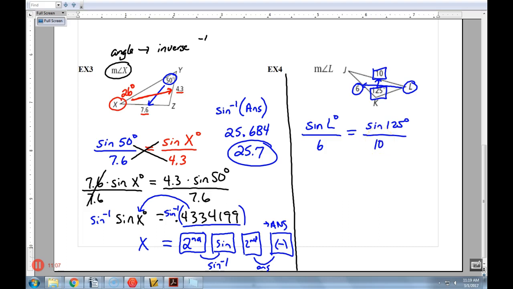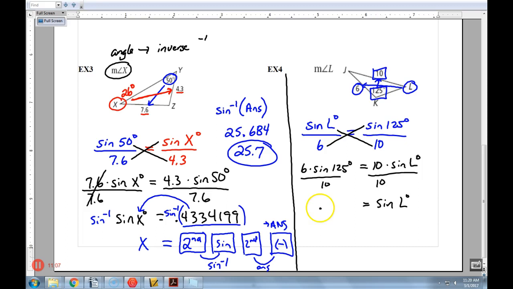And I set this thing up and do a little cross multiplying: 6 times the sine of 125 equals 10 times the sine of L. I got to get the sine of L by itself. So I'm going to divide by 10 and divide by 10. And I get the sine of some degrees is, let's do this decimal over here, 6 times sine 125 equals, divided by 10 equals, I'm getting 0.491491.